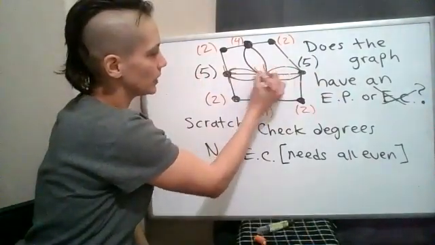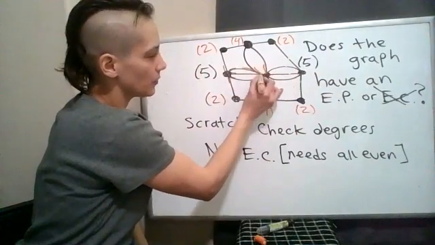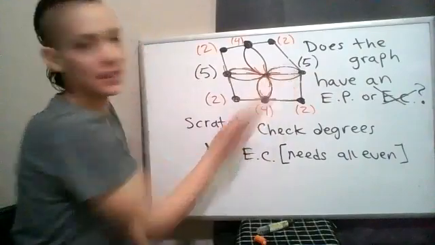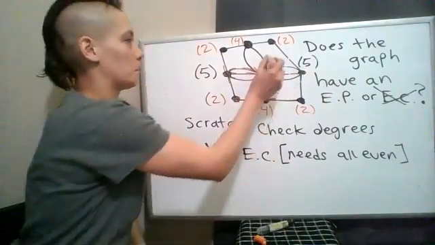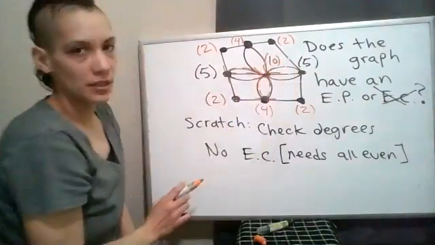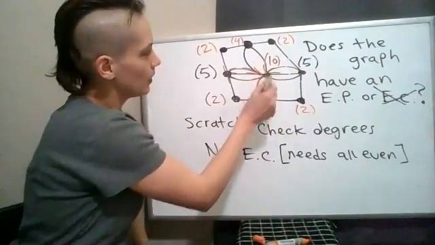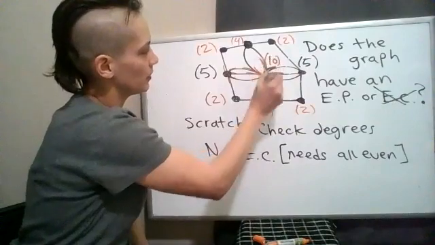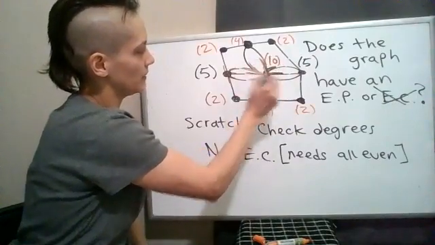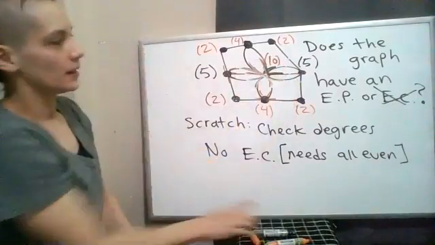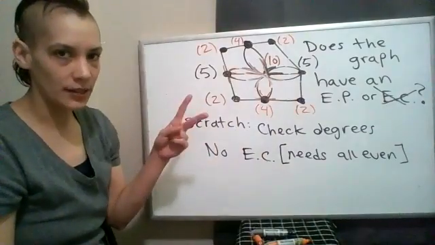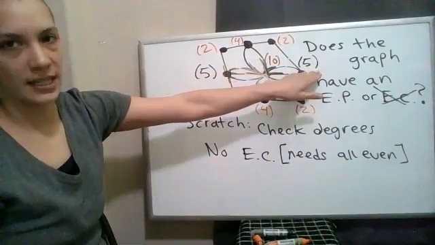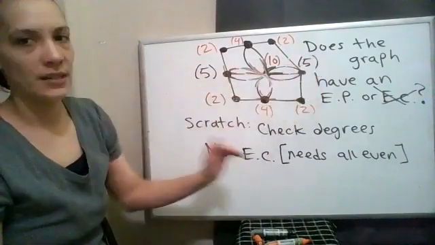1, 2, 3, 4, 5, 6, 7, 8, 9, 10. Just going to double check. Start 1, 2, 3, 4, 5, 6, 7, 8, 9, 10. Great, so there's exactly 2 odds. Those 2 on the sides, which means I can find an Euler path.